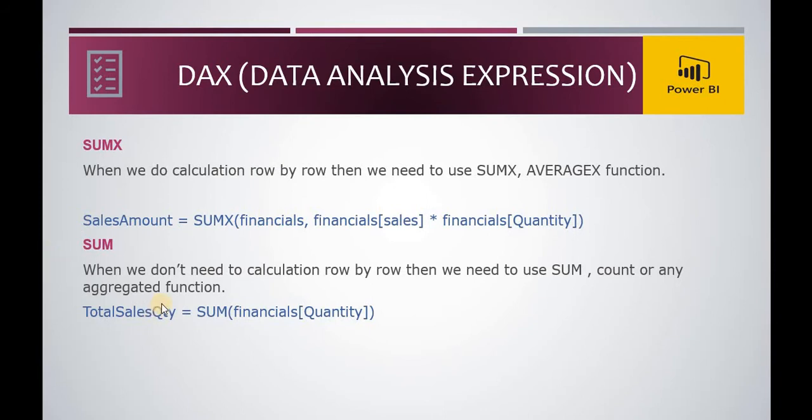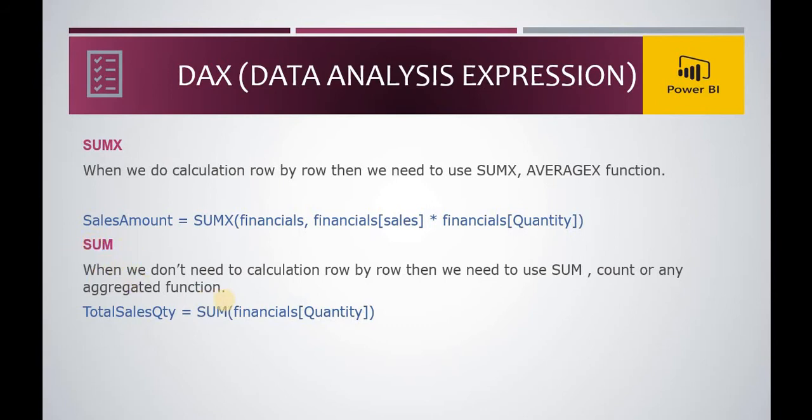In the other way, if we need the total sales quantity, or the total sales amount, here we are doing the calculation on a column basis, not on a row by row basis. So if we need a calculation on a column basis, then we use the SUM function. The SUM function takes the field or the column name where we want to do the calculation. So SUMX does the calculation on a row by row basis, and the SUM function does the calculation on a column basis.